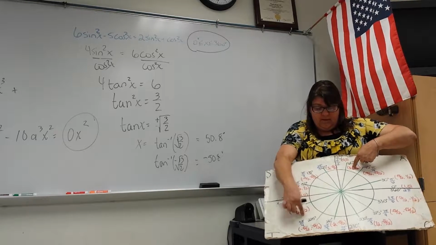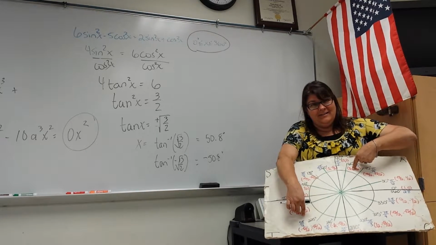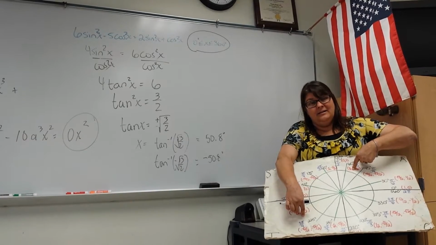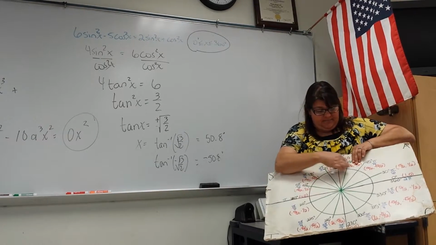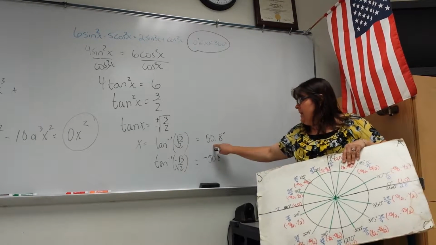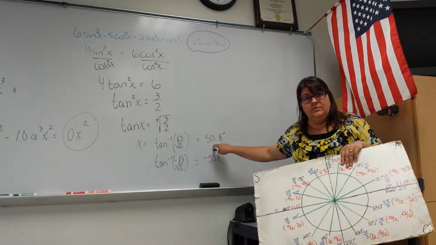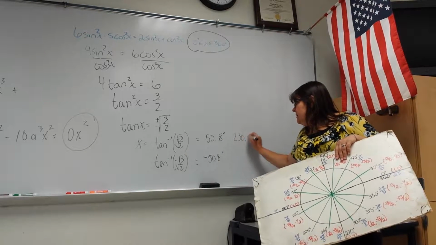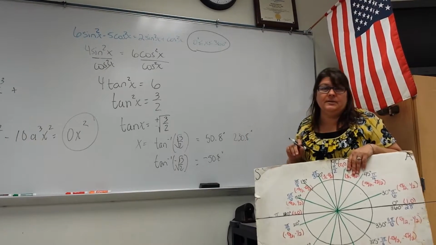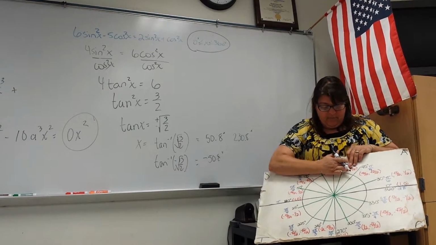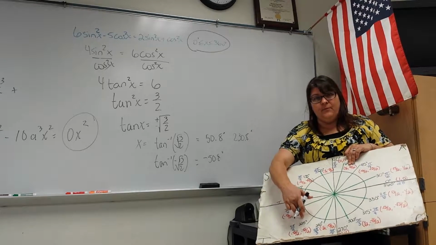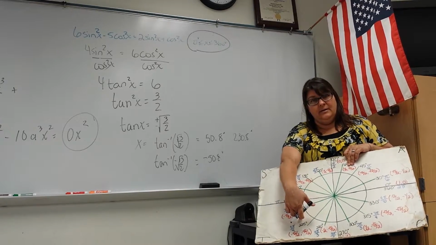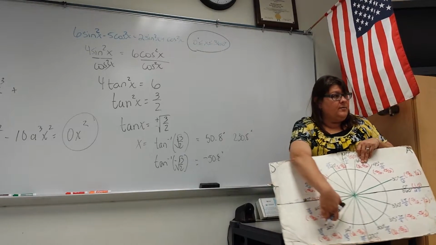But we know that's 180. And it's always 180 for tangent. Exactly. So what's 180 plus this? 230. Okay, that's perfect. So we know if it's 50.8 from here, we're gonna add 50.8 from here. All right, everybody so far so good?